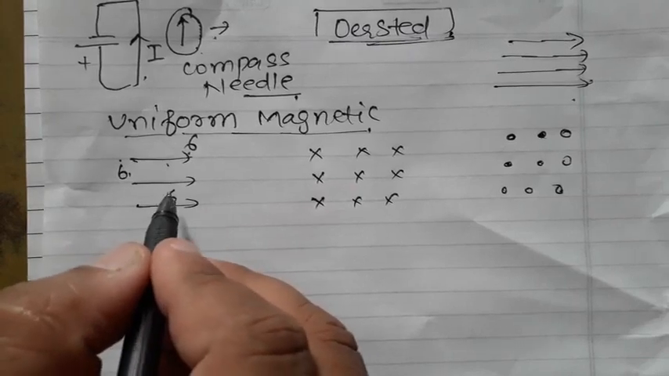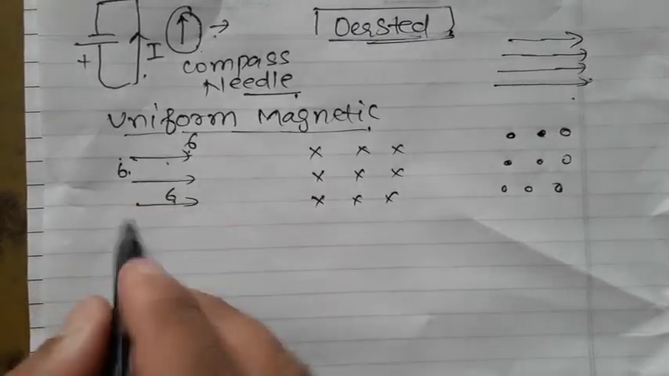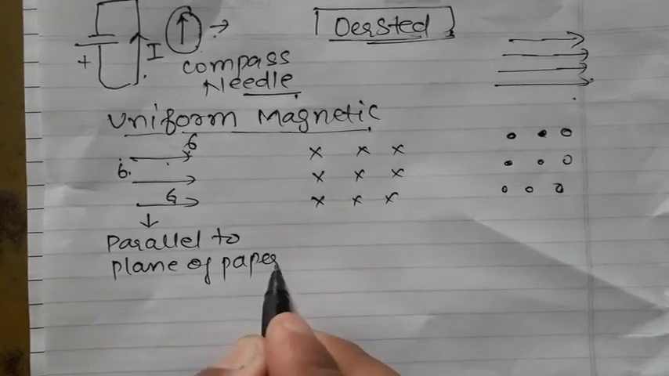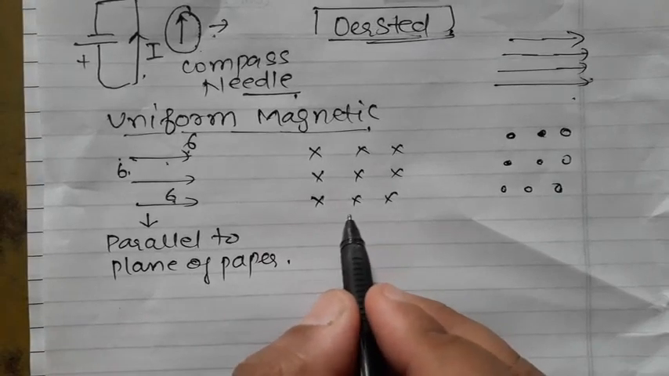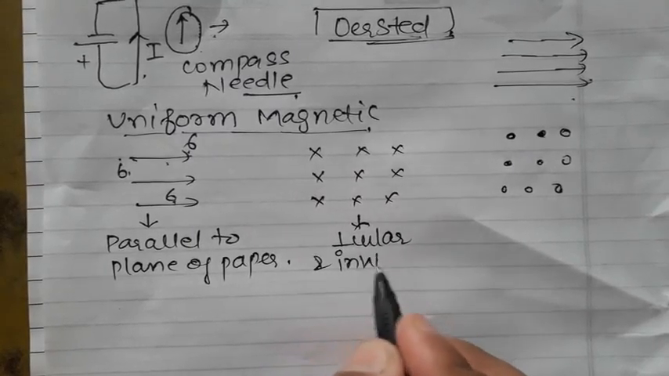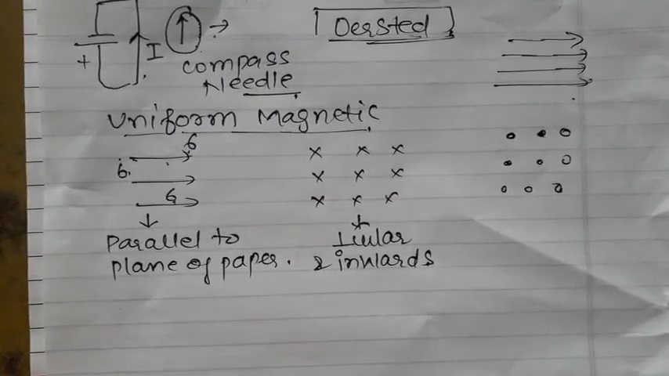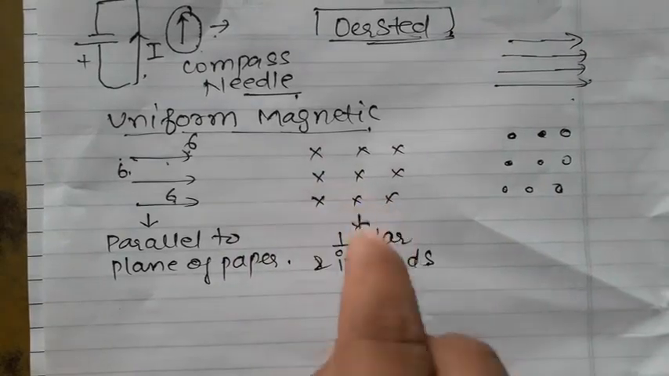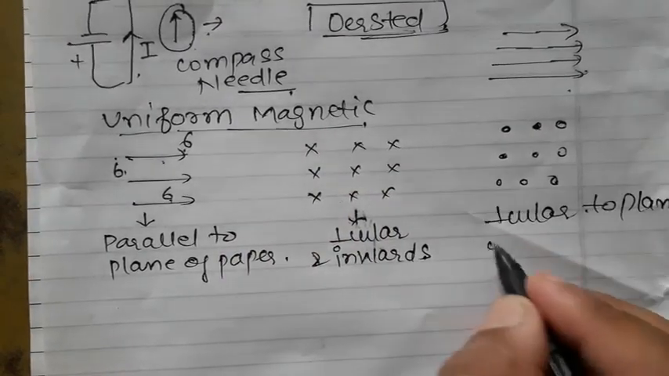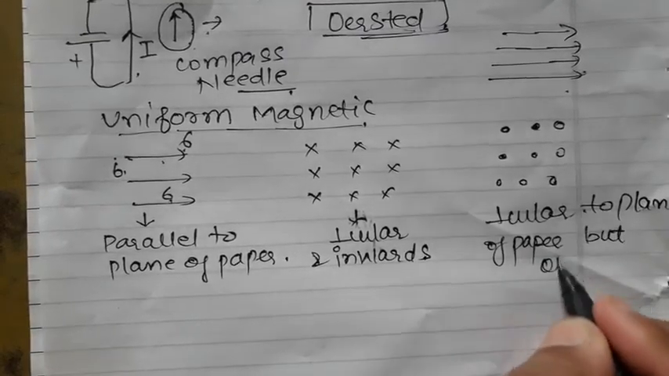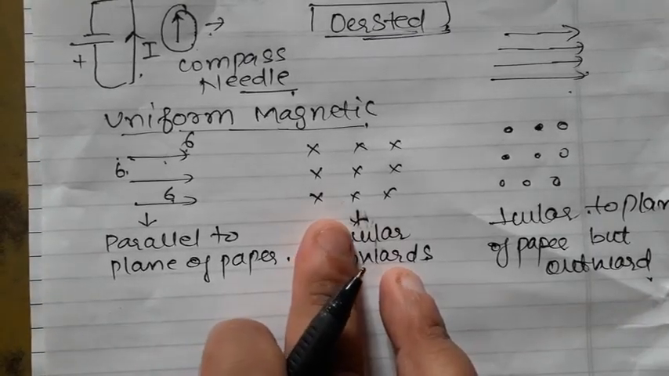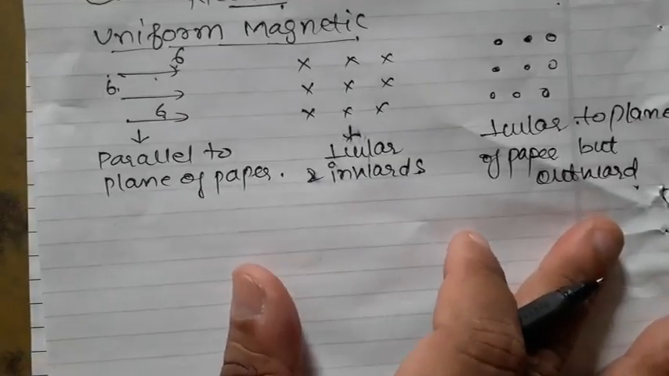This is a uniform magnetic field, but it is parallel to the plane of paper. But if I represent it like crosses, then it is again uniform, but it is perpendicular and inwards. Inwards means ye bachche andar ki taraf aa rahi hai, inside this plane. But if these are dots, again it is perpendicular to the plane of paper, but not inside, it is outward. So whenever in physics I represent crosses or dots in a magnetic field, it means it is perpendicular to the plane of paper. Let us move further.